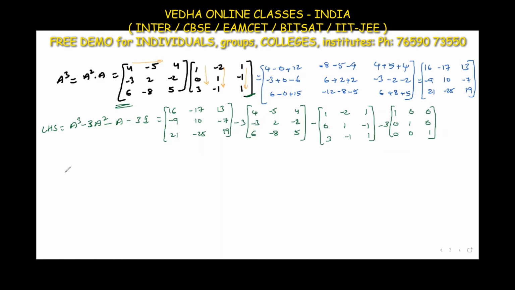So now this is equal to 16 minus 17 13, minus 9 10 minus 7, 21 minus 25, and 19. This is the A cube value minus 3A square. Multiply all the numbers by 3: 3 4s are 12, 3 5s are 15, 3 4s are 12, 3 3s are 9, 3 2s are 6, 3 2s are minus 6, 3 6s are 18, 3 8s are 24, and 3 5s are 15.